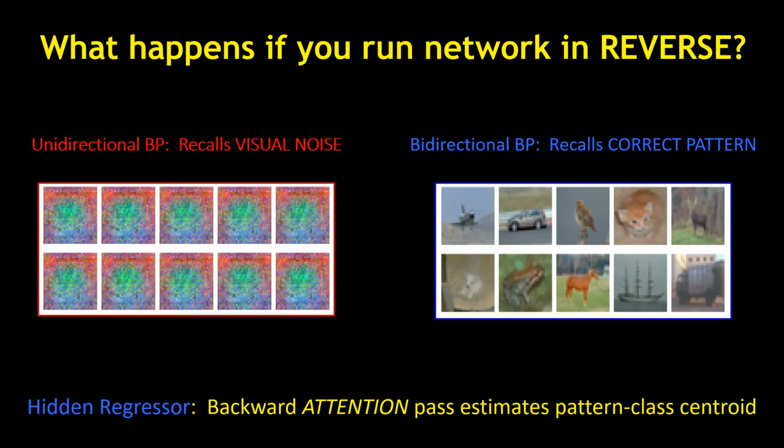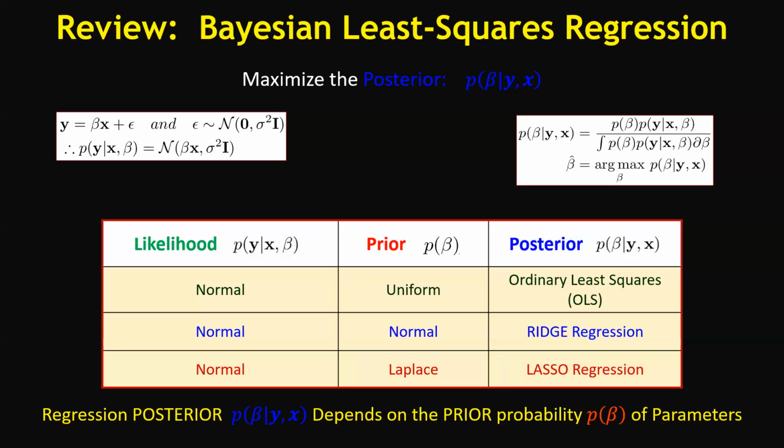That will tend to be an estimate of the pattern class centroid, because at the terminal layer, the input layer, again, the error function is squared error. A quick review of classical least squares regression, the Bayesian case. The likelihood is y, given x and beta, the parameters.